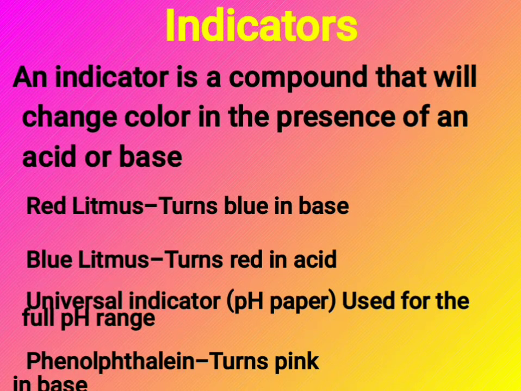And one more thing is there, the universal indicator, that is pH paper, is also available. We get it nowadays for the full range. Full range means all the colors of the pH scale will be in that pH paper. And phenolphthalein is an artificial indicator. It gives pink color in a basic solution.